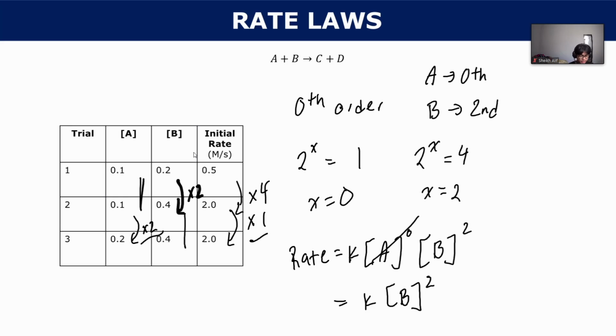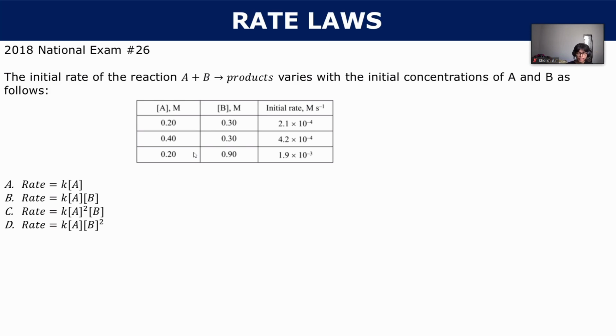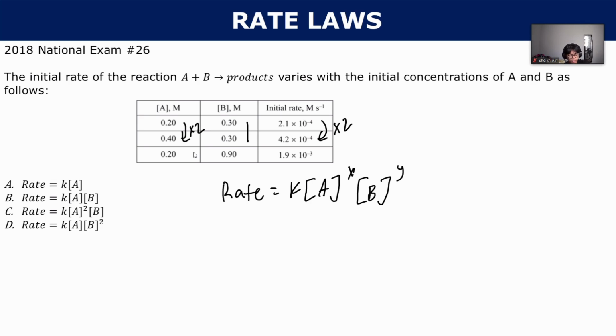Alright, let's do a bit of practice about rate laws using real questions. So the initial rate of the reaction A plus B to products varies with the initial concentrations of A and B as follows. So remember, our rate is going to be k times the concentration of A to some power times B to some other power, and it's our job to figure out the orders. So in order to find out the order of A, we need to keep the concentration of B the same. We can do that in the first and second rows. We see that A is going to double, and the initial rate is going to double as well. So 2 to the x equals 2, x is just going to equal 1.